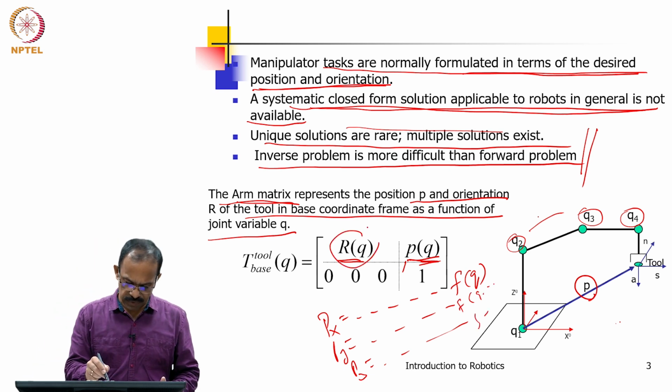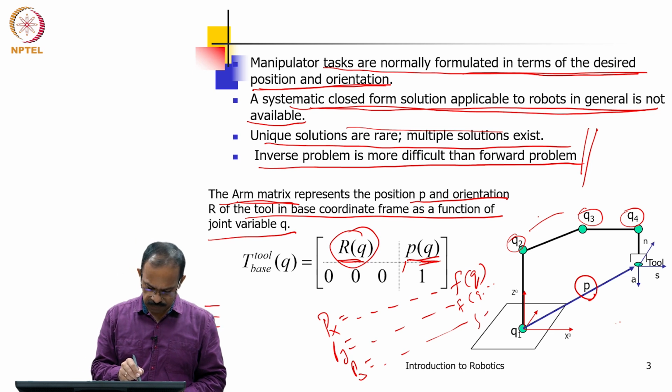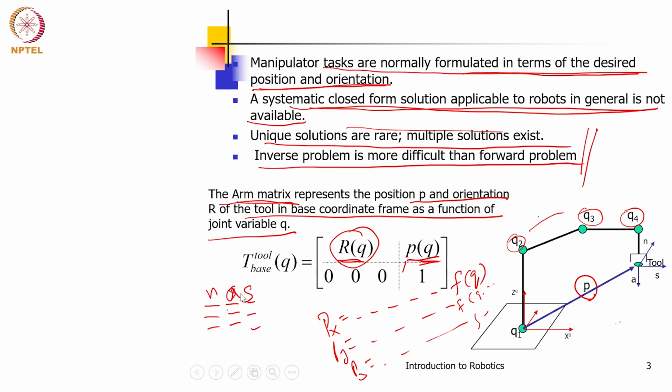Similarly, R also we have as a 3 by 3 matrix. So, you have the normal, approach and sliding vectors, which you can call Nx, Ny, Nz like that. And each one also we saw is a function of joint variables. So, Nx is a function of joint variables, Ny is a function of joint variables, like that. So, we have these equations available with us.